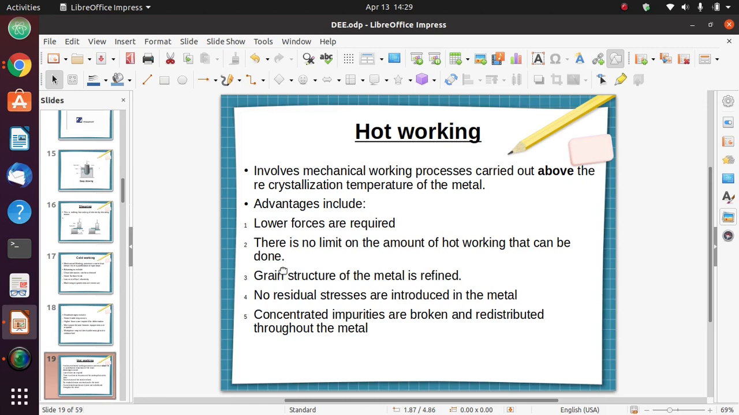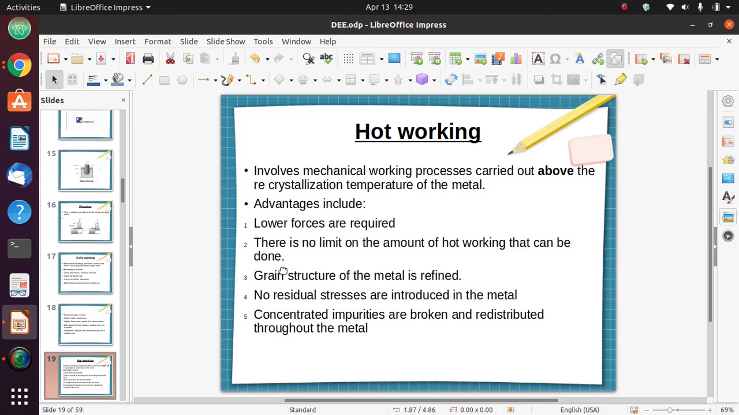What do I mean? If I heat the metal, do my working, and I'm not satisfied with the final product, I can heat that metal again and again until I achieve a final product that satisfies me. So there's no limit. The grain structure of that metal is refined. That is the process of recrystallization. You're forming new crystals, new atoms by heating that metal, so they become finer and finer. No residual stresses are introduced.